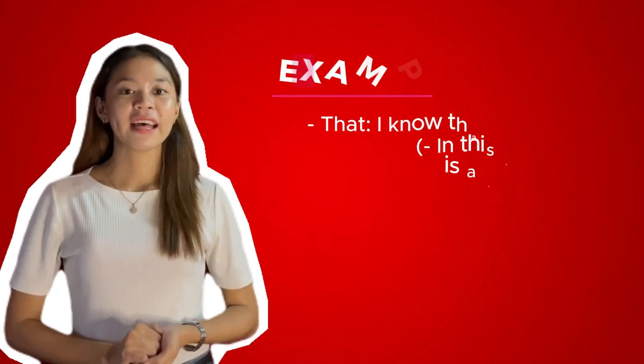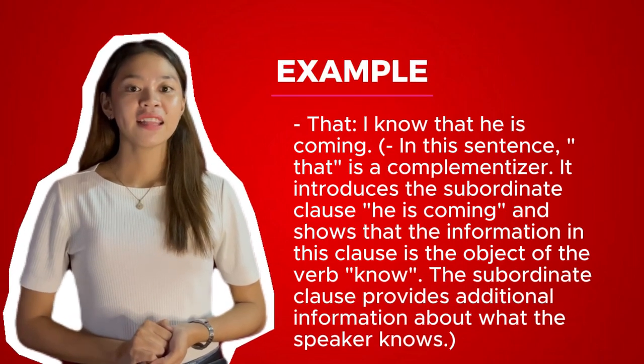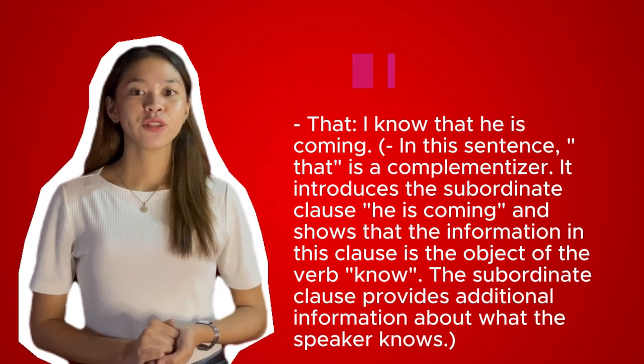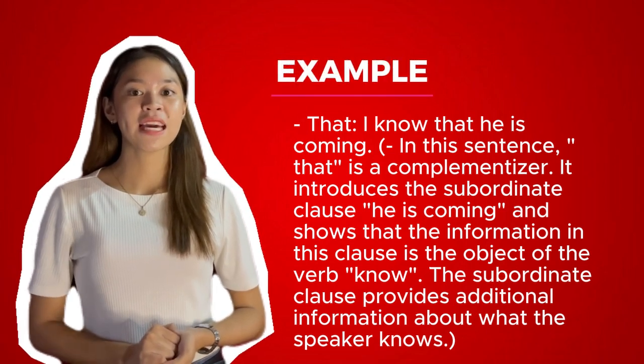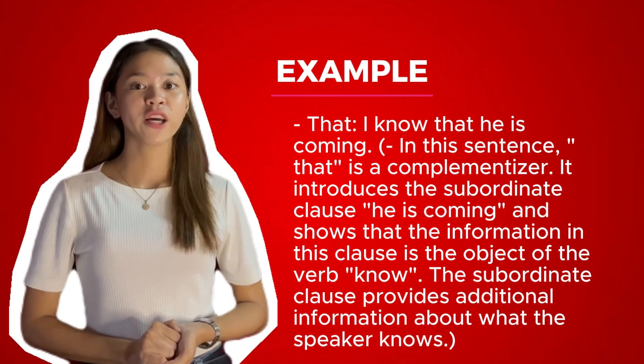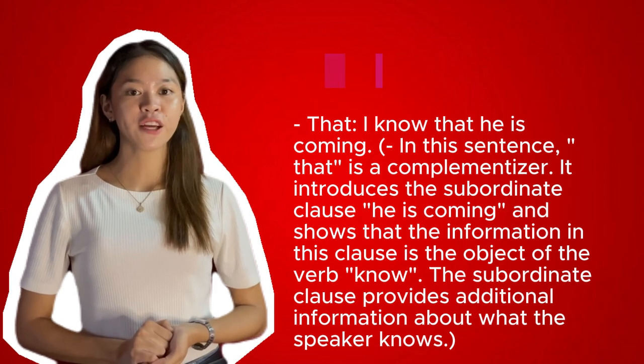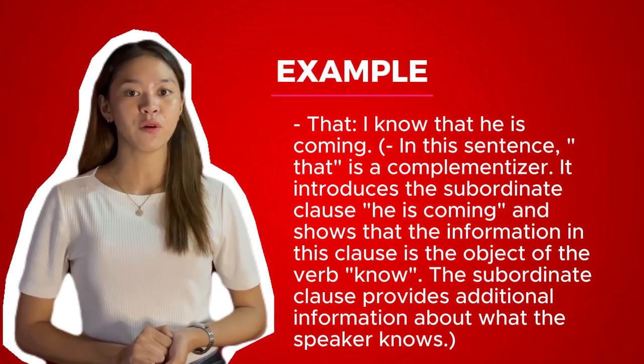Example: I know that he is coming. In this sentence, "that" is a complementizer. It introduces the subordinate clause, "he is coming," and shows that the information in this clause is the object of the verb "know." The subordinate clause provides additional information about what the speaker knows.